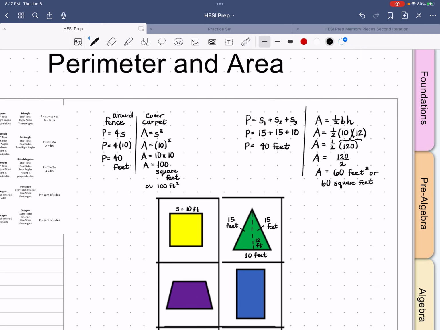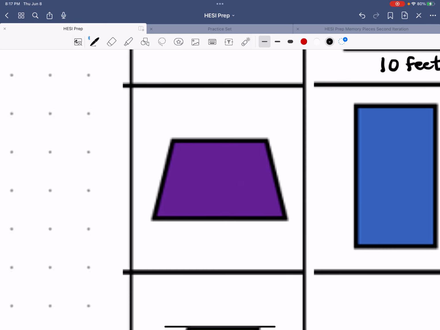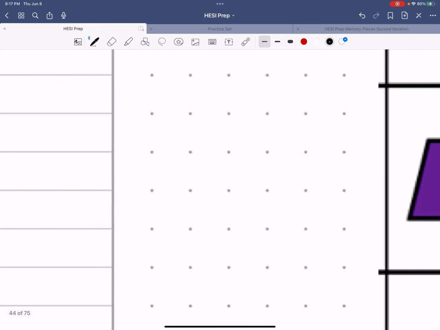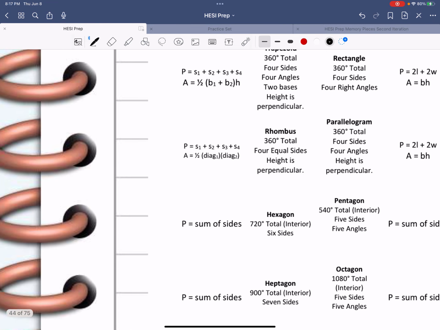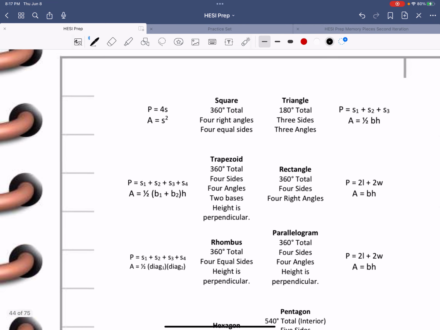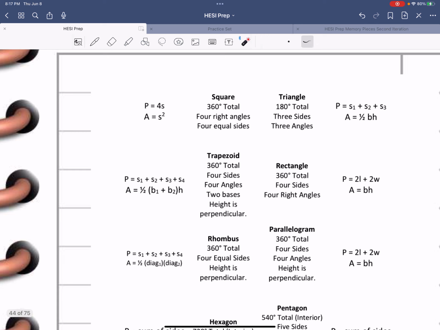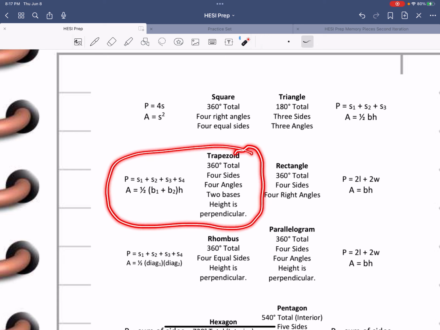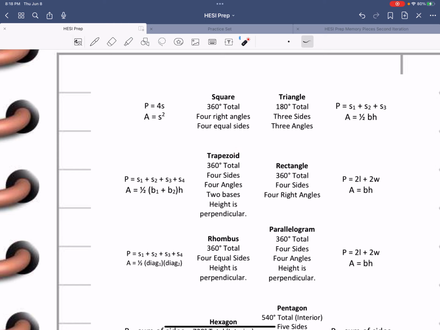All right, let's do the trapezoid. I love these, even though they are a little complicated. A trapezoid, if you look at your information, is right here. The formula for the trapezoid is pretty complicated. The perimeter formula is just adding up the sides, but the area formula is a little bit tricky.